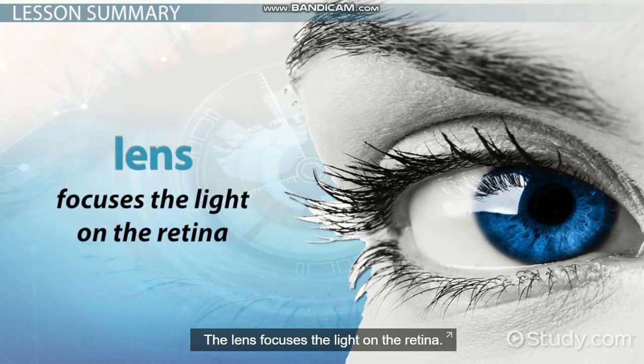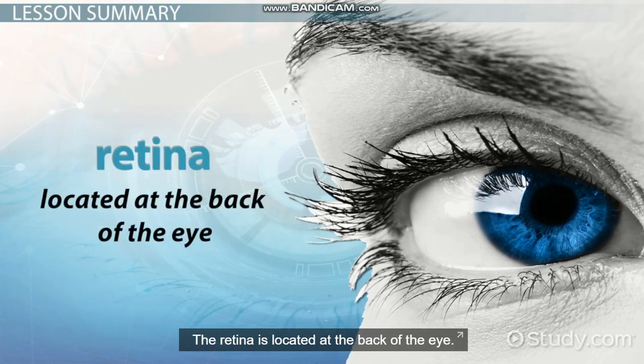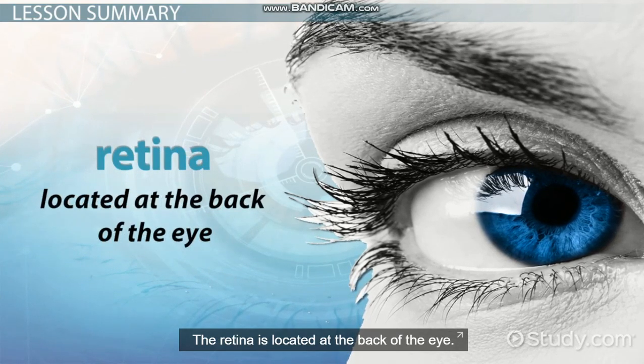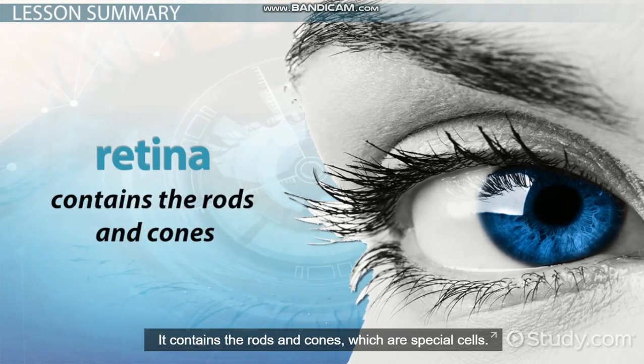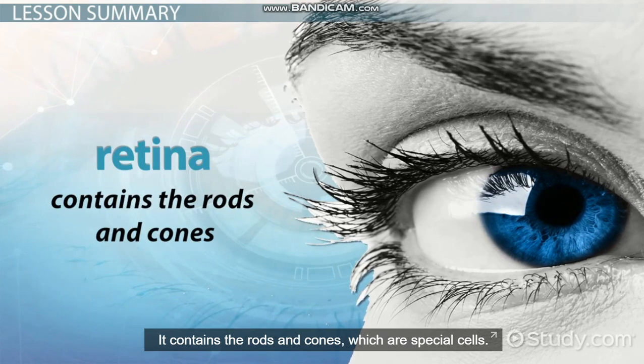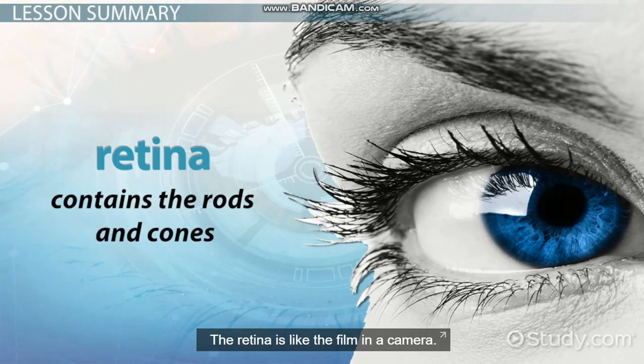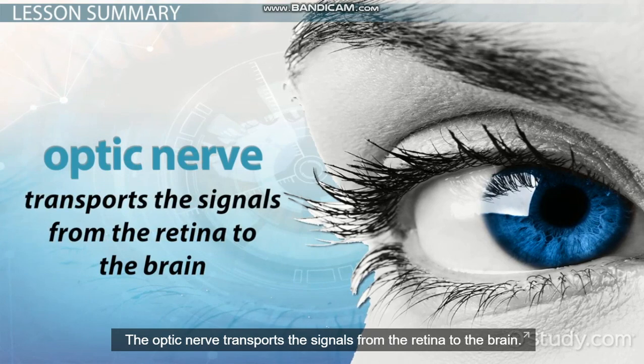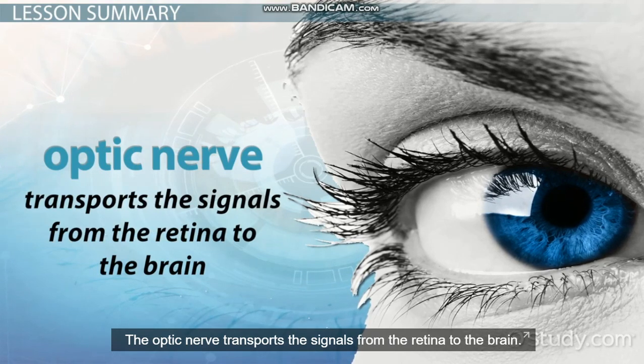The lens focuses the light on the retina. The retina is located at the back of the eye. It contains the rods and cones, which are special cells. The retina is like the film in a camera. The optic nerve transports the signals from the retina to the brain.